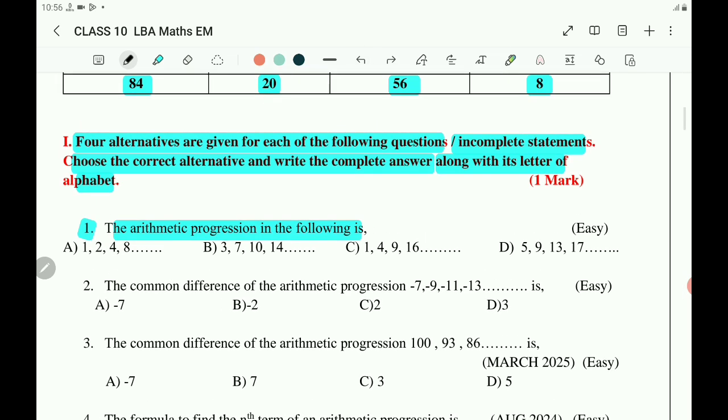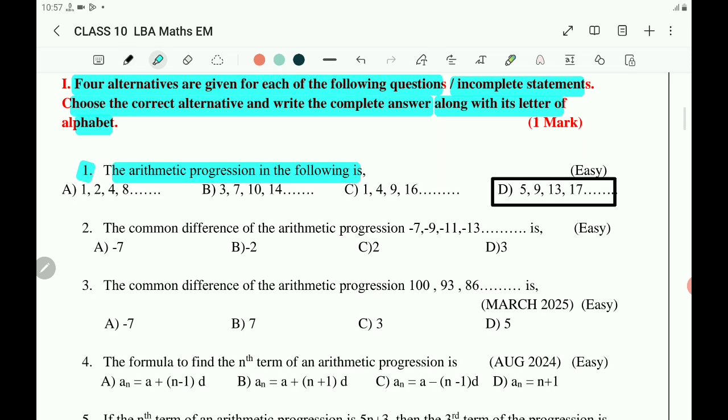Now you take the option D. Here 5 plus 4 is 9, 9 plus 4 is 13, 13 plus 4 is 17. So the same number 4 is added to the previous number. 5 plus 4, 9 plus 4, 13 plus 4, like this way. So the common difference is 4 here. The same number 4 is added to the previous number to get the next number in all the 4 terms here. So which is the AP? This one is the AP. Option D is the correct answer. 5, 9, 13, 17 is the AP.